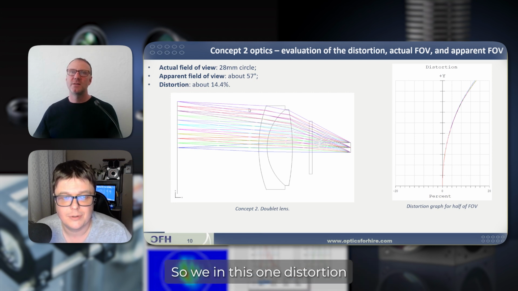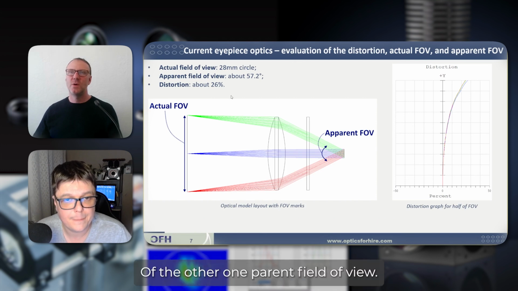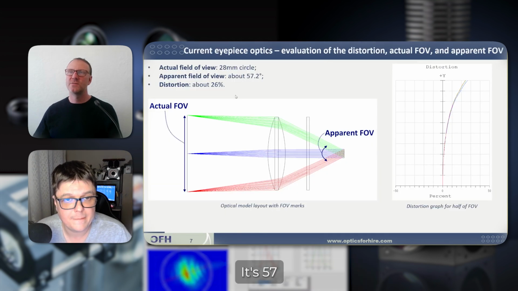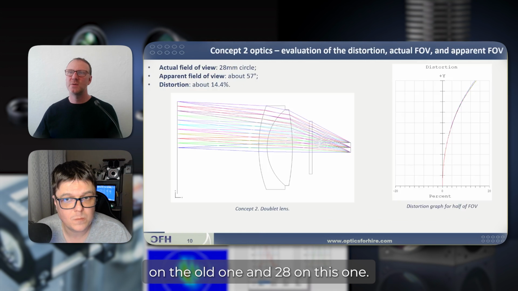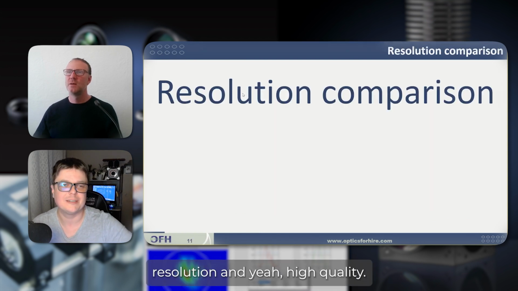Okay. All right. So in this one, distortion is 14%, which, as I remember, is almost half of the other one. Apparent field of view is 57 on the old one and 28 on this one. So same apparent field of view and same actual field of view, but less distortion. High resolution, high quality. Okay.